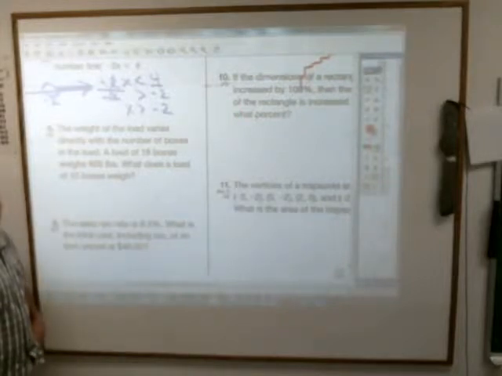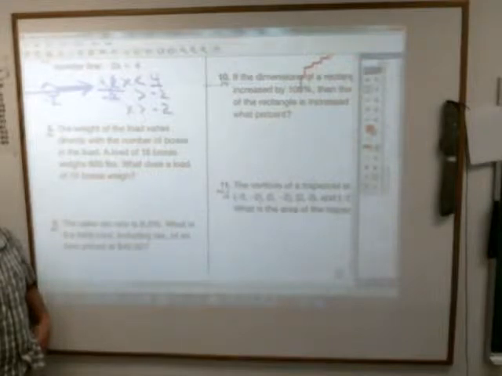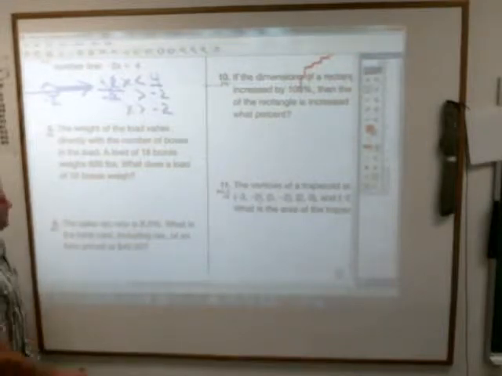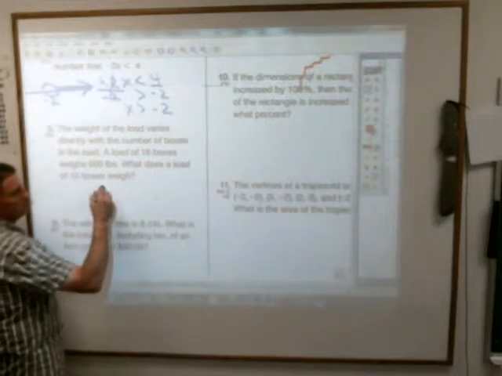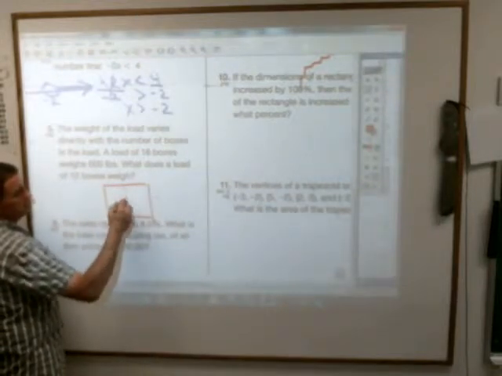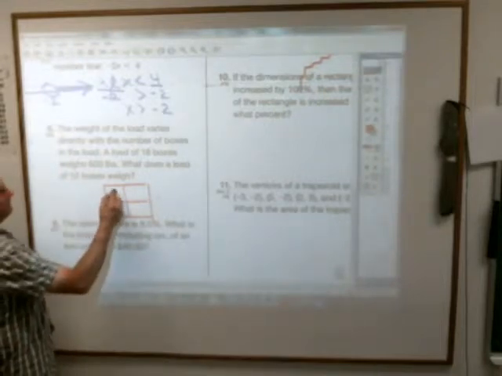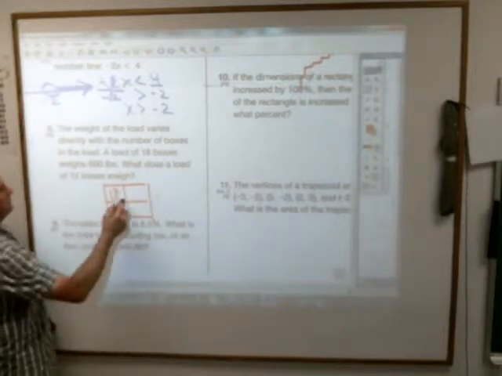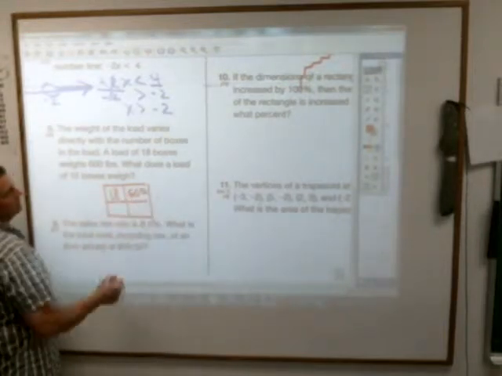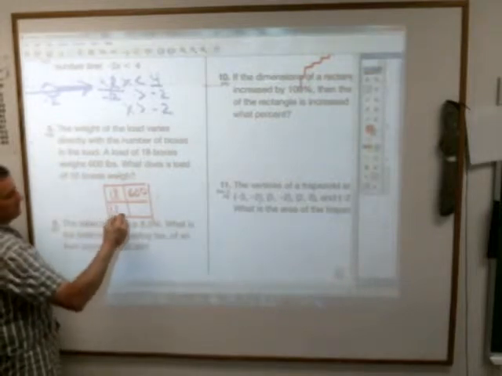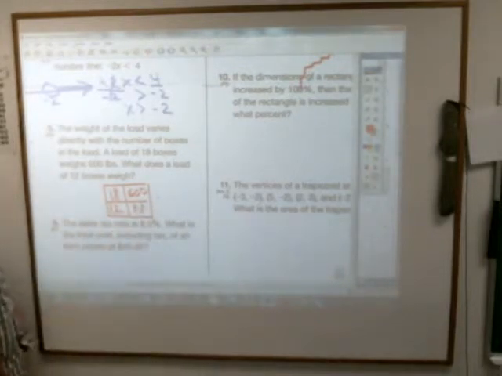I don't know. What are we talking about? Varies directly. What do we say about it? It just means it makes equal fractions. Okay. The weight of a load varies directly with the number of boxes. If 18 boxes weighs 600 pounds, then 12 boxes will weigh how many pounds? You're just making equal fractions out of it.